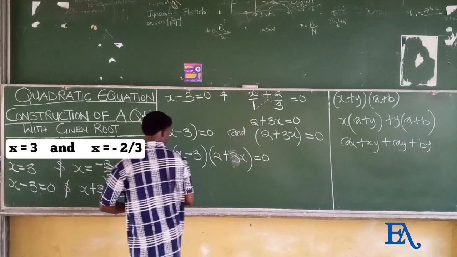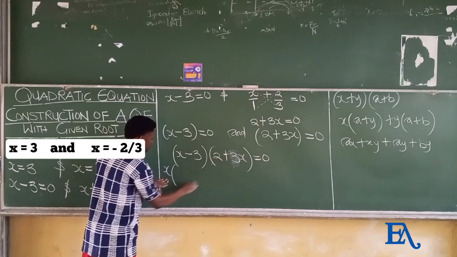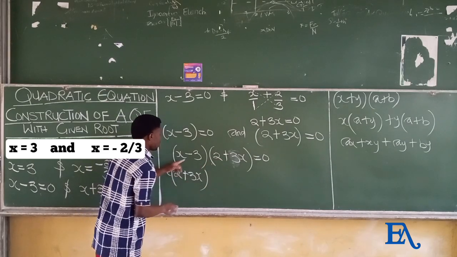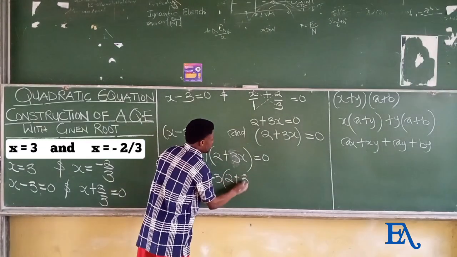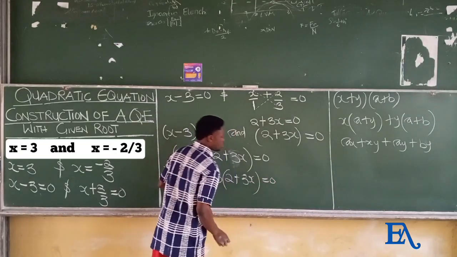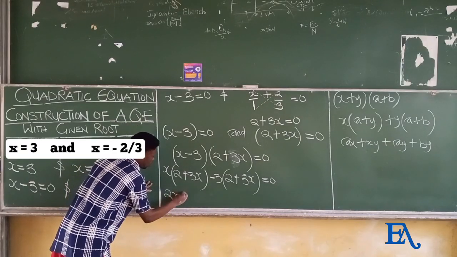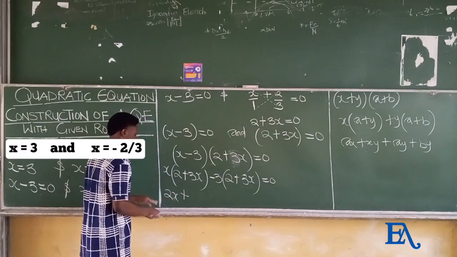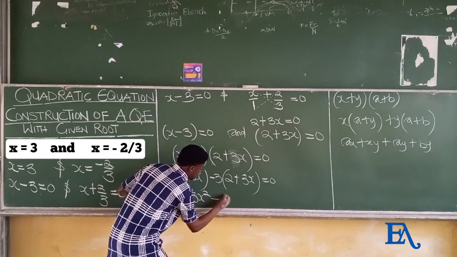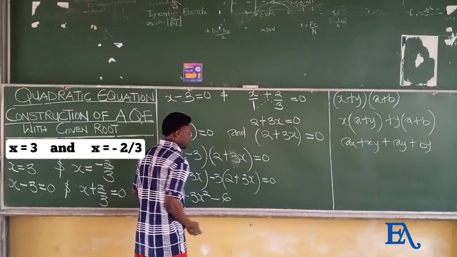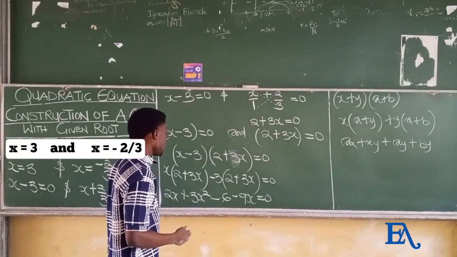Alright, let's take this over to this piece. We have x in bracket 2 plus 3x, minus 3 in bracket 2 plus 3x, equals 0. x times 2 gives 2x, plus x times 3x gives 3x squared, minus 3 times 2 gives minus 6, and minus 3 times 3x gives minus 9x, equal to 0. Let's collect like terms.